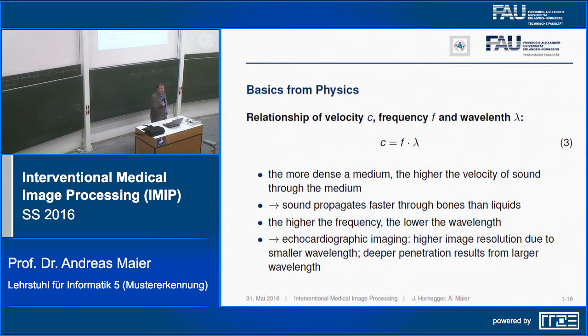And of course, if there's bone on the way, you will have a much higher reflectance. So typically, if you do imaging through the torso, you have to be very careful with your ultrasound probe because you have to find a location where you can look through the ribs. Yeah? And this also requires some skill. So generally, for ultrasound imaging, you need people who are used to the modality and know the specific problems that occur. And you need a certain amount of skill to be able to image around the bone and so on.